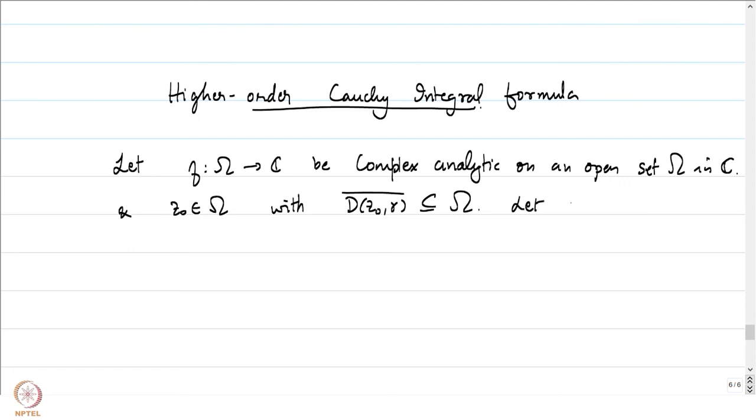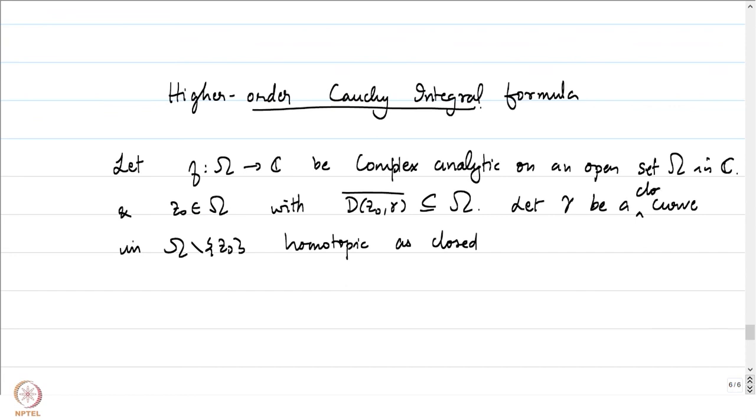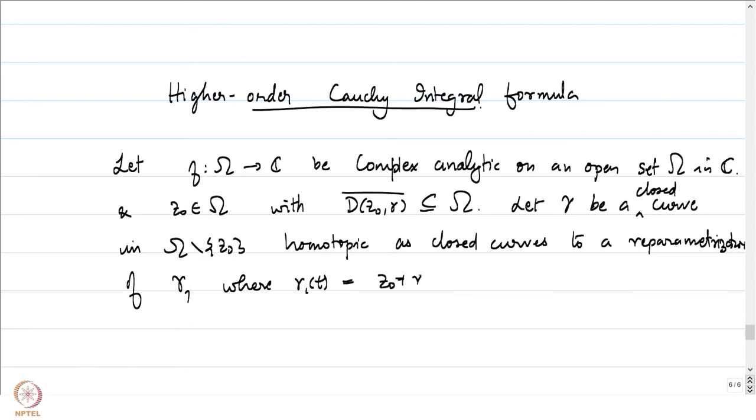Let gamma be a curve, just like in the Cauchy integral formula. Let gamma be a curve in omega minus z0, homotopic as closed curves. This is a closed curve, by the way, otherwise we cannot talk about homotopic as closed curves. Homotopic as closed curves to a reparameterization of gamma 1, where gamma 1 of t is equal to z0 plus r e to the power I t, where t belongs to 0 to 2 pi.